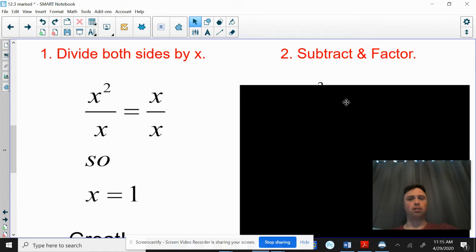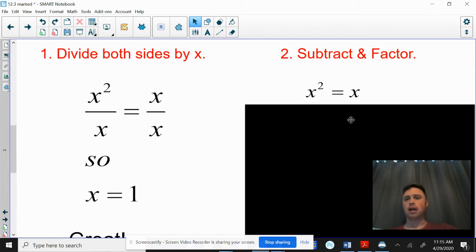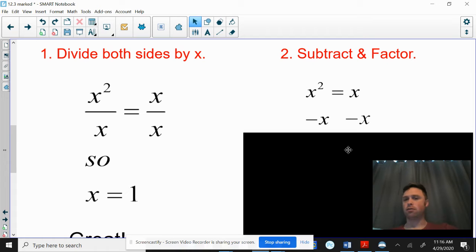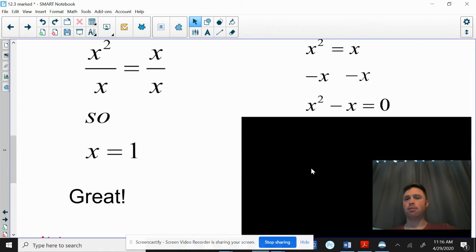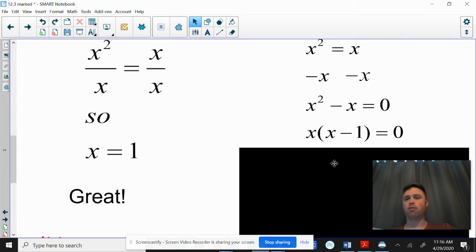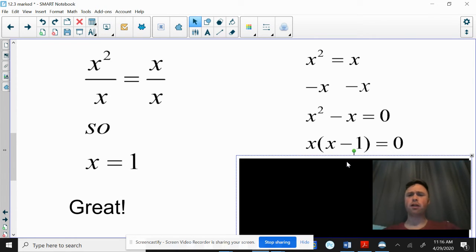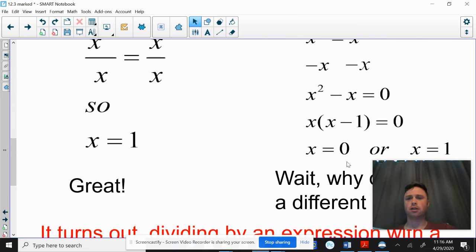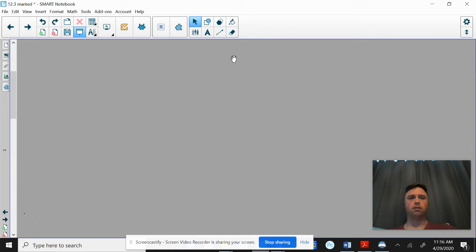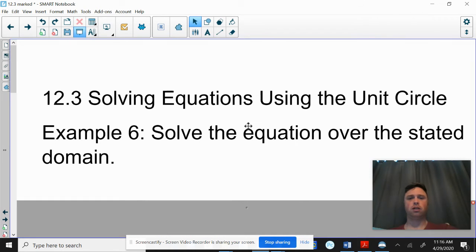And you may be ahead of me on this one. So x squared is equal to x. Let's just subtract x from both sides. And so we get this statement: x squared minus x equals 0. And then if we factor that, we get x times x minus 1 is equal to 0. And we can see pretty clearly at this point that there are two solutions to this equation, x equals 0 or x equals 1.